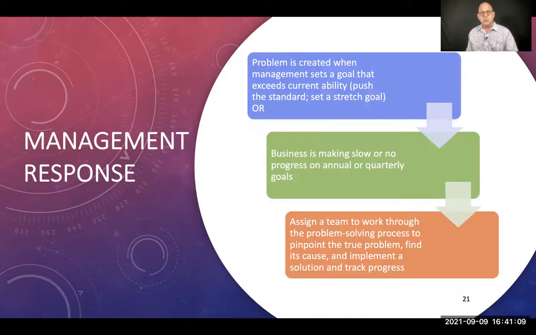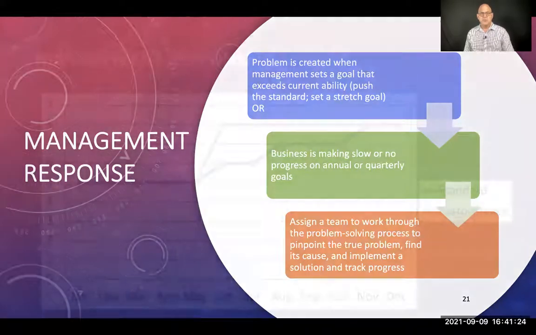Maybe it's just you're making slow or no progress on one of your goals, one of your annual or quarterly goals. You can pull that out and say, all right, let's get some really focused attention on making progress on this particular goal now. And you assign a team to work through the problem-solving process and see if you can't make some progress.